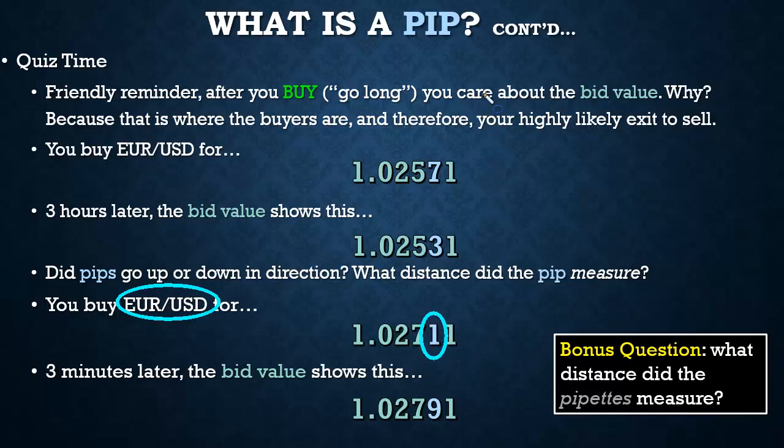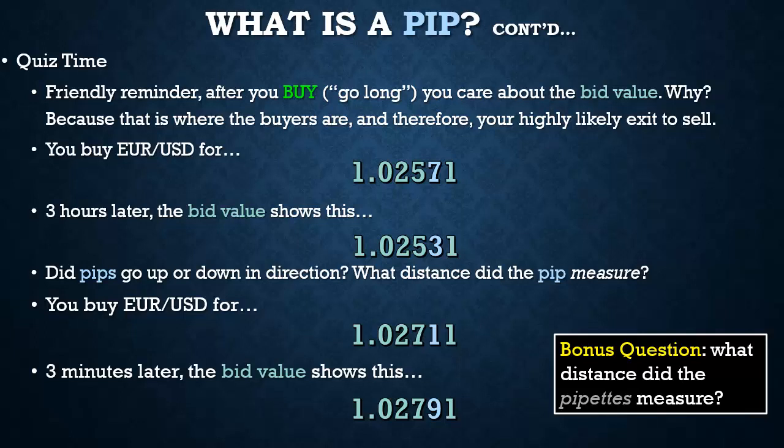So 3 minutes later, the bid value, again, because that's what you're going to care about since you bought, shows 1.02791. So once again, those same 2 questions. First part, did the pips go up or down in direction? I'll give you a moment to pause if you want. Okay, welcome back.